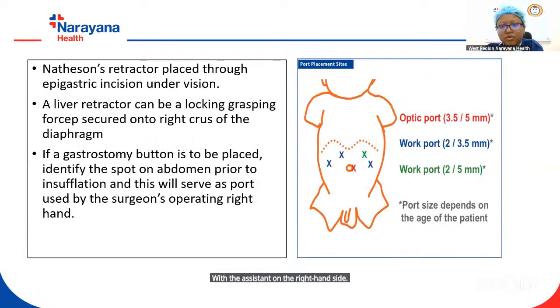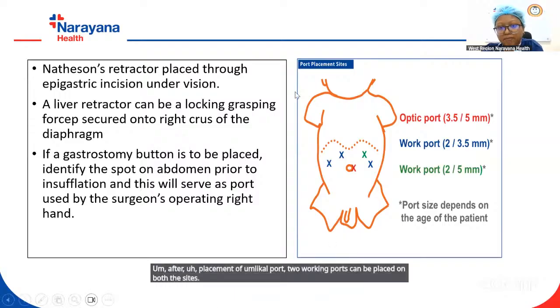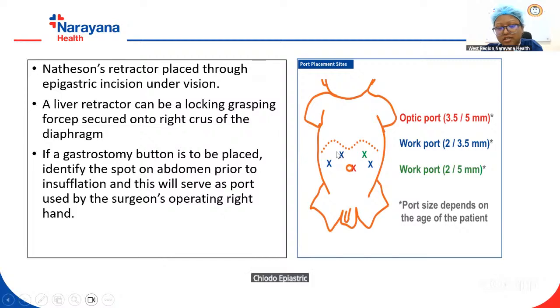So these are the positions of the ports. After placement of the umbilical port, two working ports can be placed on both the sides. Here, the epigastric port site is used for placing the liver Nathanson retractor.